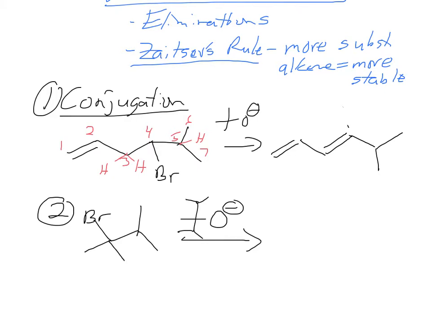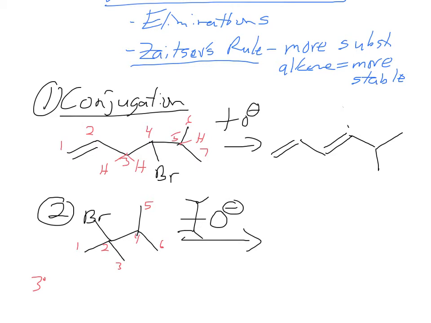Again, we look at our molecule and say, well, it's a tertiary alkyl halide. Where are our beta hydrogens at? If I number our carbons, which carbons have beta hydrogens? 1, 3, and 4. How many different types do I have? 2. 1 and 3 are the same.